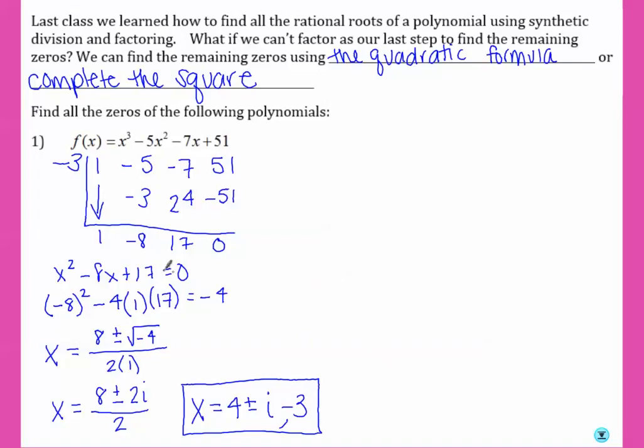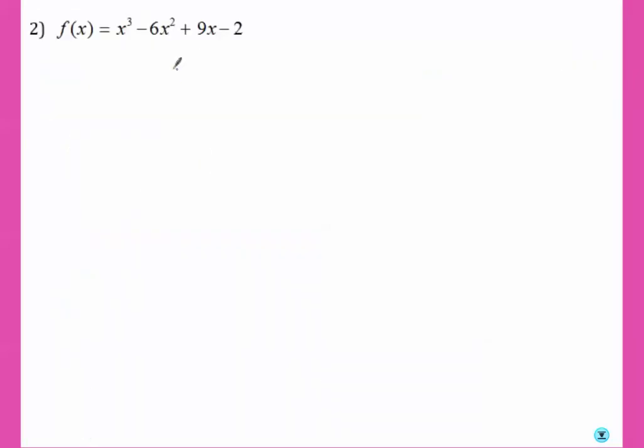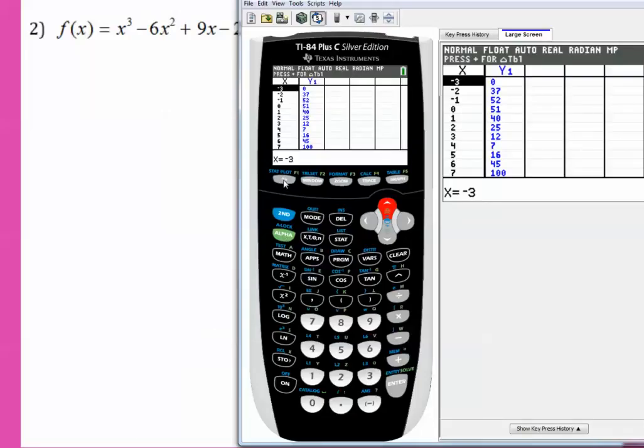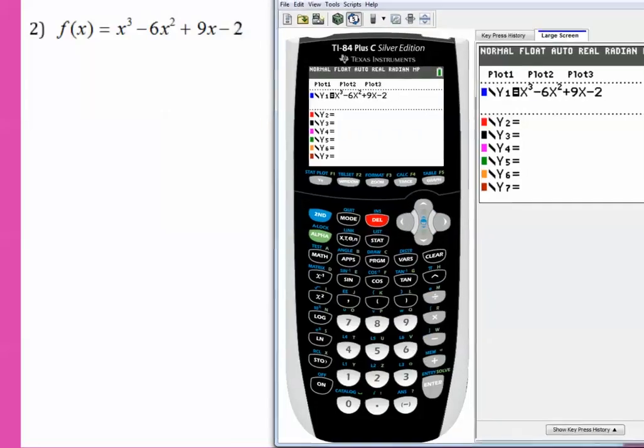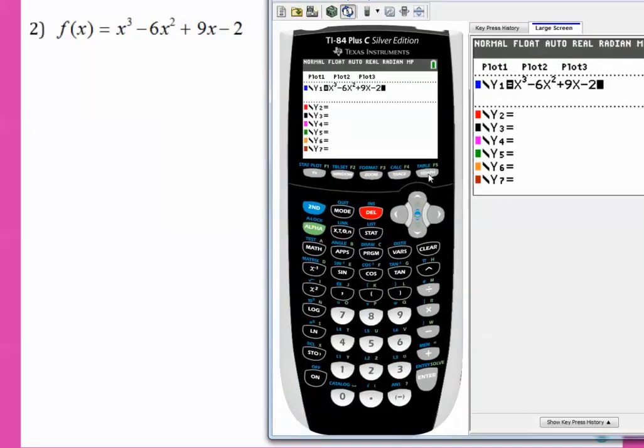So now let's try one, and we're going to use completing the square to solve it. So again, our first step is to look at the graph. So I'm going to go back to y equals. So x cubed minus 6x squared this time, plus 9x minus 2. And graph it.